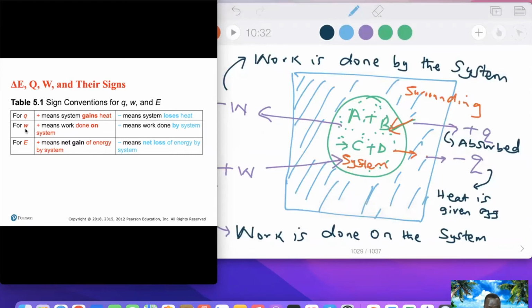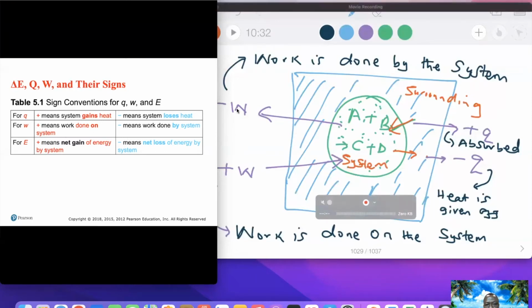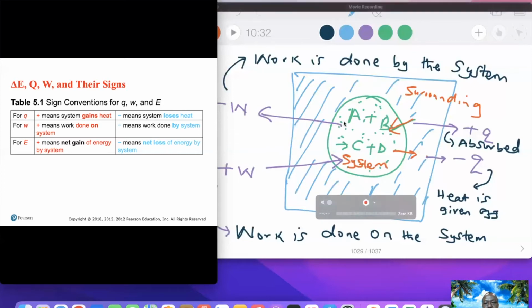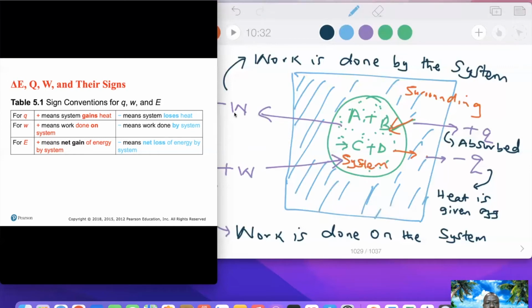For W, positive W means work is done on the system. See here, positive means work is getting into the system. It could be due to compression, all right? If it contracts, those are the terminologies you see with respect to work done on the system. And when it is expanding, that means it's going out. This could be expansion. The system is doing work, or work is being done on the environment, or on the surrounding.